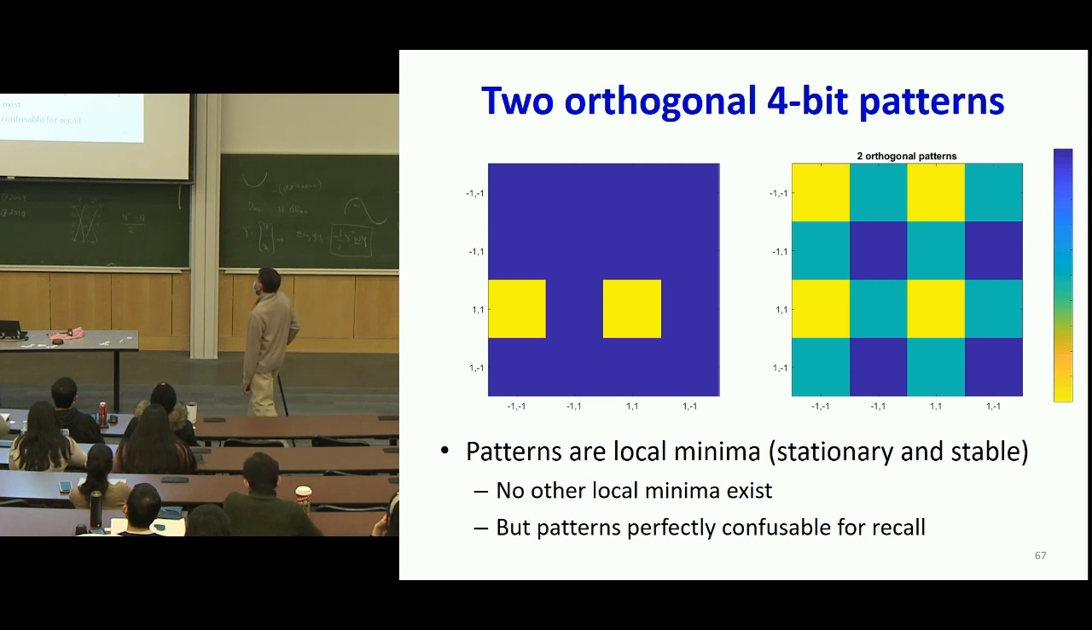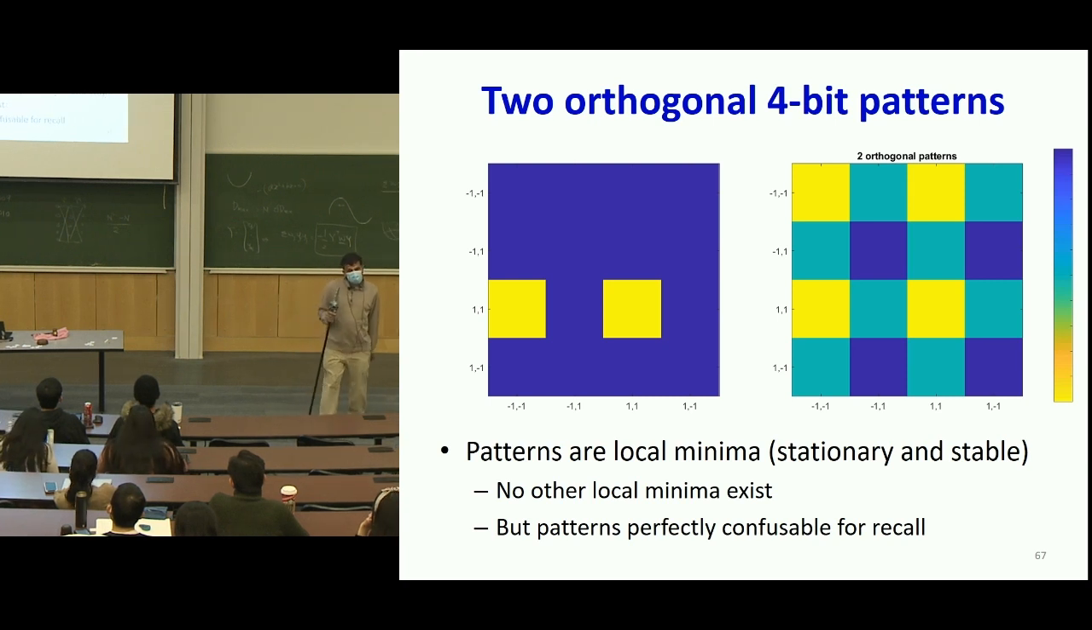If I try to store two patterns, both of which are orthogonal, what we find is that both of the patterns and their mirror images are local minima. They are bright yellow. There are no other local minima. And here is the interesting thing. Regardless of where you start, the network is going to evolve to one of these two patterns. The problem is you don't know which one, but it's guaranteed that it's going to evolve to one of these two patterns.